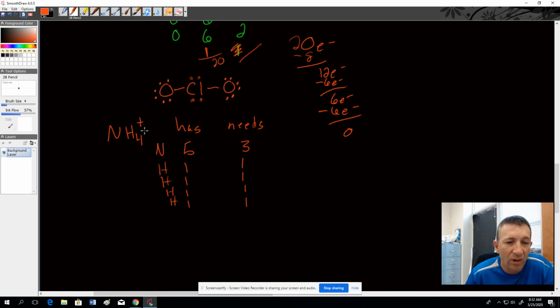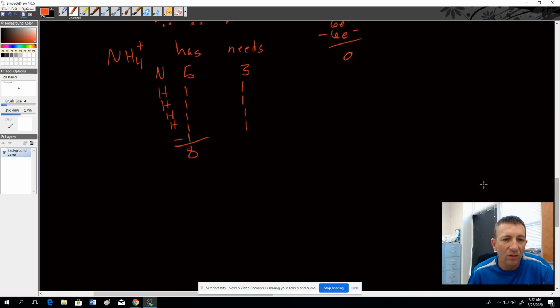Now this plus sign means that it's missing 1 electron, so it's got to have a minus 1 electron. So we go 5, 6, 7, 8, 9, minus 1 is 8. So it's got 8 electrons right there that it can use. So we're going to start out drawing our nitrogen, and then I'm going to put the 4 hydrogens around it: 1, 2, 3, and 4 hydrogens around it.